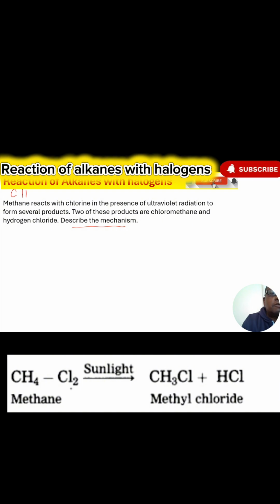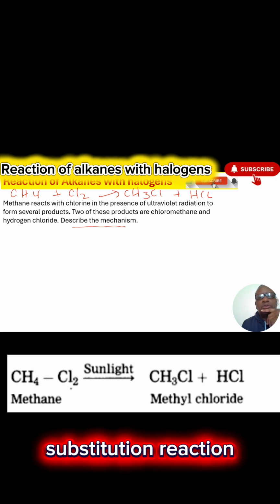Methane, CH4, reacts with Cl2 to give CH3Cl plus hydrogen chloride. This is a substitution reaction. You can see the hydrogen has been substituted by the chlorine there. This reaction actually has several stages.